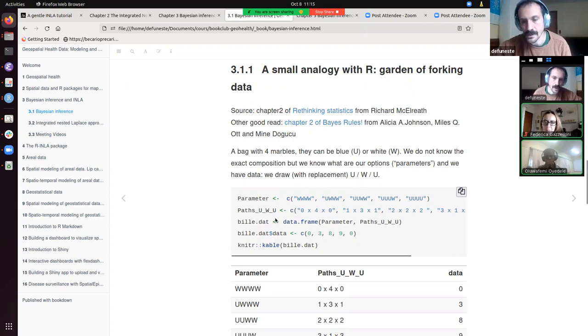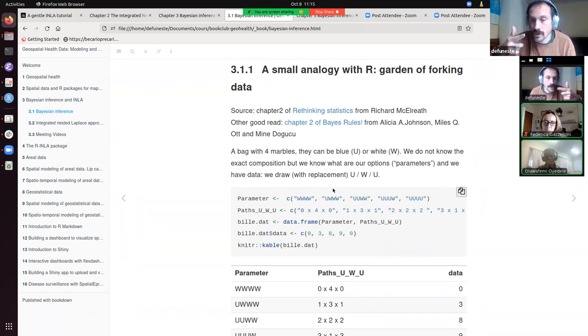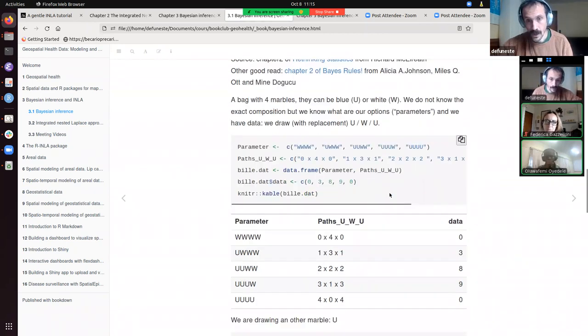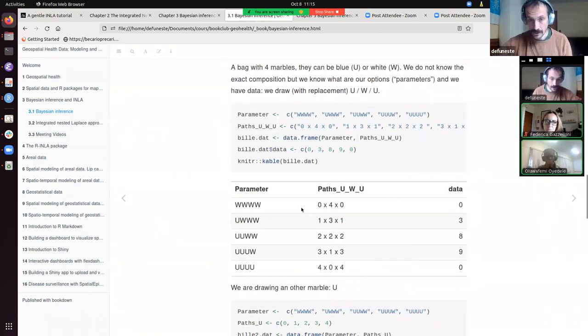So what could be inside of the bag? They can all be white. They can be one blue and three whites. We can have a mix, two blue, two white, or they can all be blue. So I have drawn all the options we can have here, and they call it the paths. And here, I call it parameters, but we will see it.